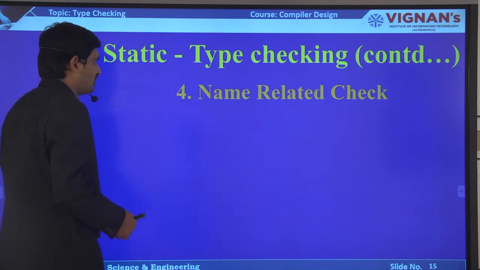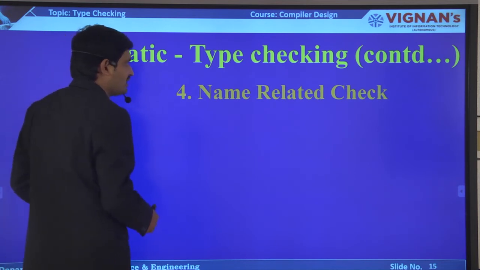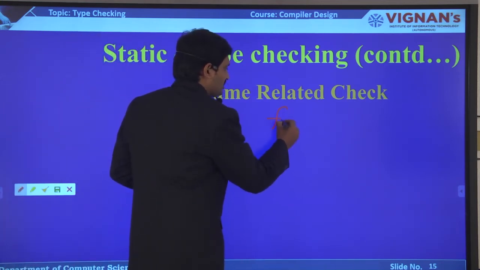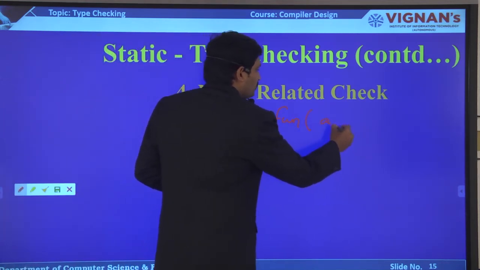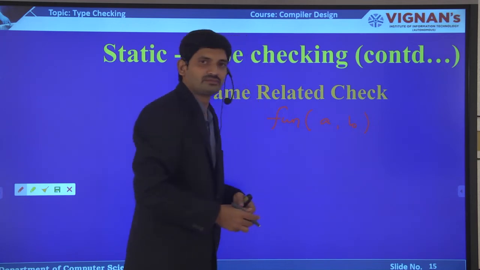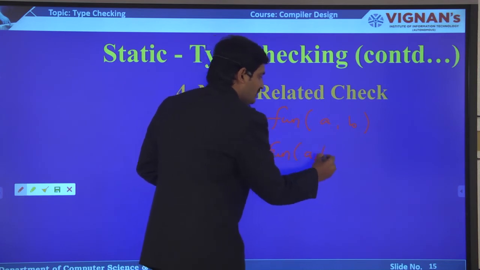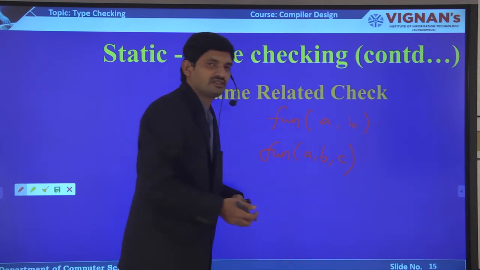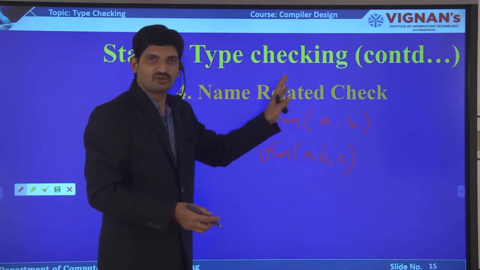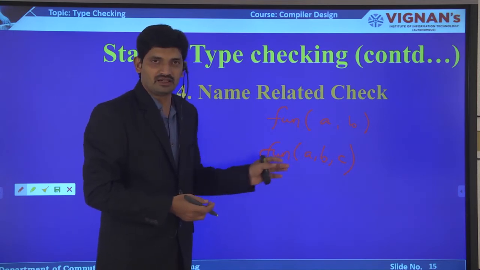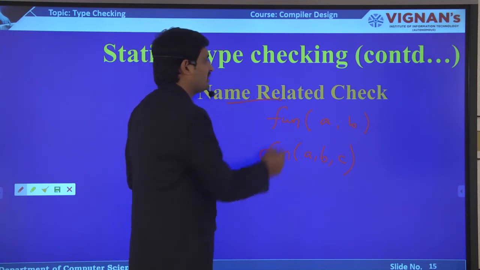Okay, now come to the last one. It is name related checks. Let us discuss a function with two values a, b. If I call the same function with 3, that means I am passing 3 arguments, so definitely it is going to generate an error. It comes under name related checks.